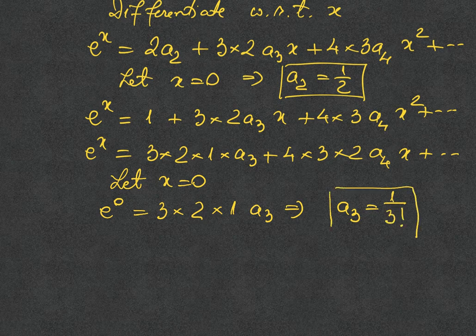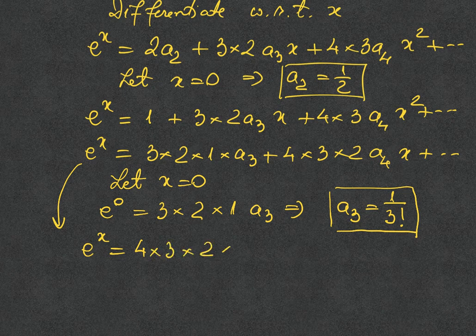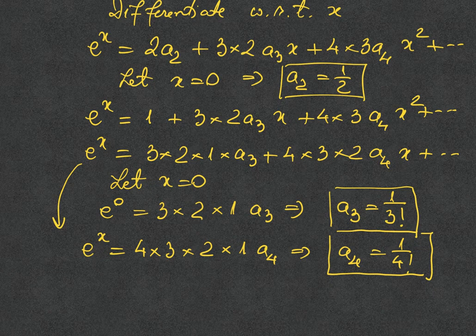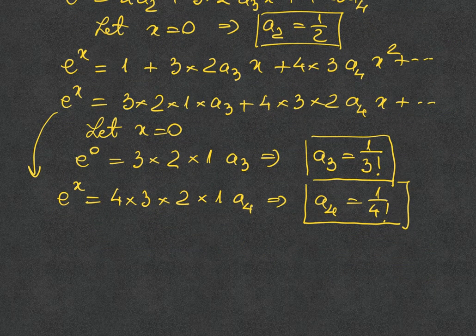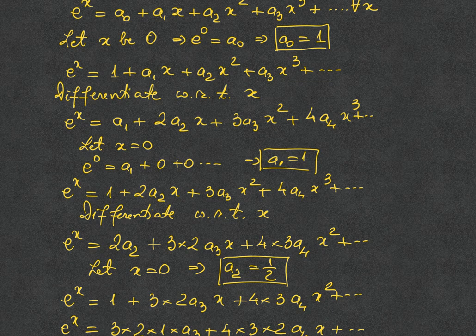Let me keep this notation because the numbers get bigger and bigger. Differentiate this again to find a4. So we get e to the power of x equals, this one disappears because there's no x. So this term is going to give me 4 times 3 times 2 times the derivative of x is 1, a4. Again, take x equals 0, so a4 is 1 over 4 factorial. And as you see, I can continue, and the process will never end.